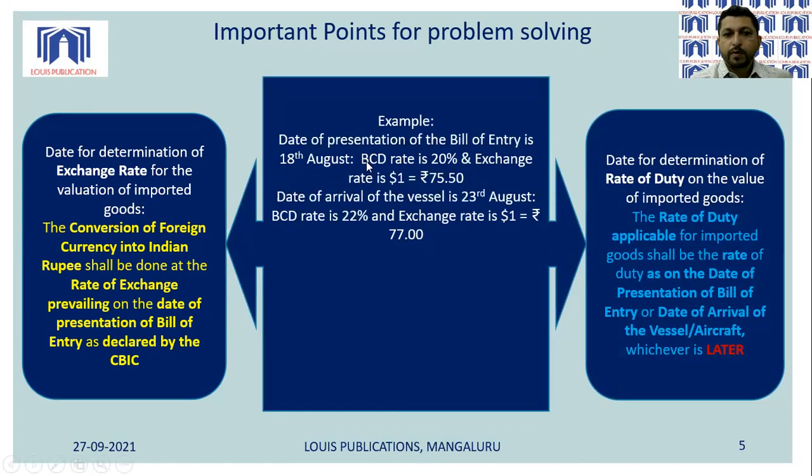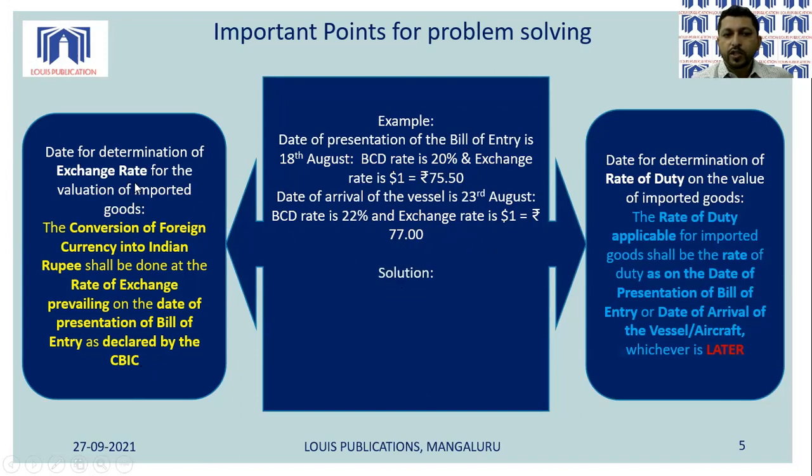The date of presentation of the bill of entry is 18th August, the BCD rate is 20%, and the exchange rate is $1 equal to 75.50. The date of arrival of the vessel is 23rd August, the BCD rate is 22%, and the exchange rate is $1 equal to 77. Let us assume both these rates are given by CBIC, the Central Board of Indirect Taxes and Customs. Now, for our calculation, what are we supposed to take?